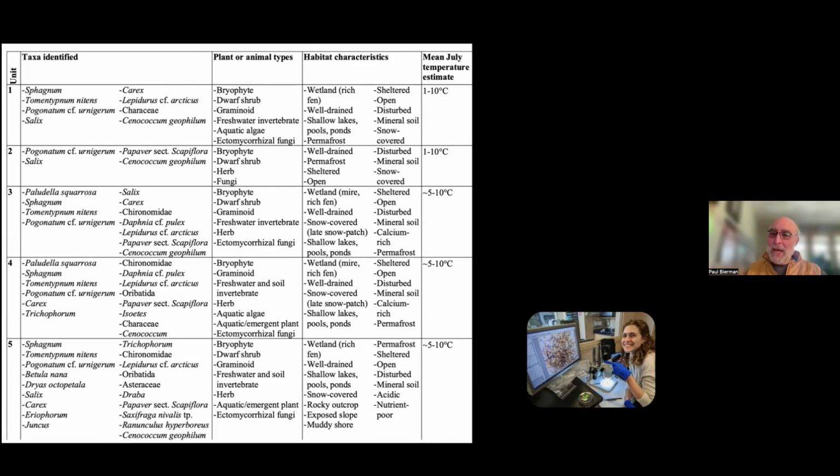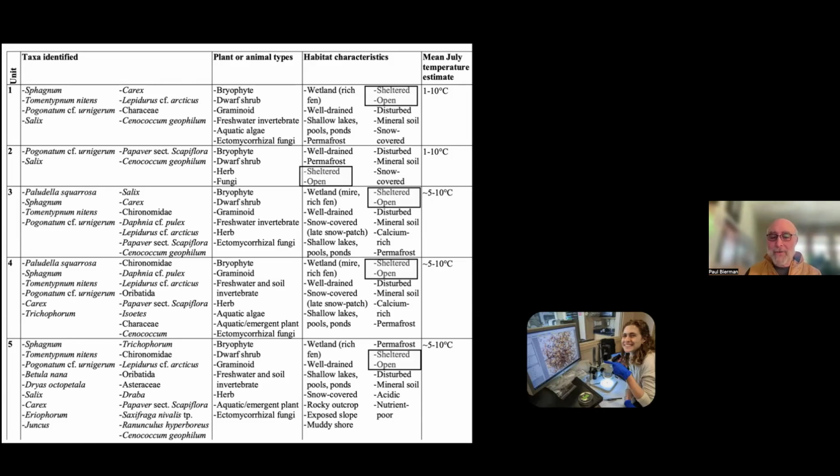And that gets us back to geomorphology, right? So that the physical habitat that these things live in is the landscape. And then mean July temperature estimates for these. So the lower two units, 1 and 2, represent mean July temperatures between 1 and 10 degrees C, and the upper units are warmer. They're 5 to 10 degrees C on there. What I did was pretty simple. I went through and I identified characteristics and I color-coded them.